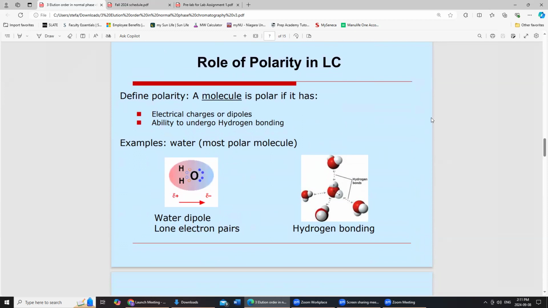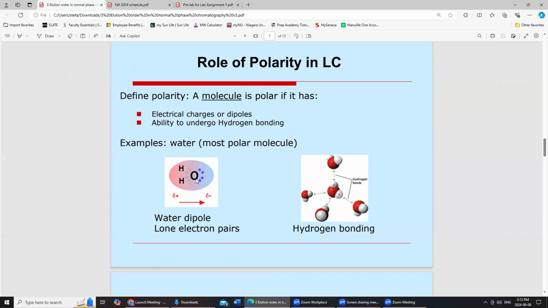So a molecule is polar if it has electrical charges or dipoles, or if it is able to undergo hydrogen bonding. So water is a very polar molecule. I don't know if I'd call it the most polar molecule, but it's very polar. What drives the polarity in water is the presence of oxygen, which has a high electronegativity compared to hydrogen. It also has some lone pairs, but the electron density of water will tend to be more concentrated around the oxygen, meaning you'll get a negative charge closer to the oxygen.